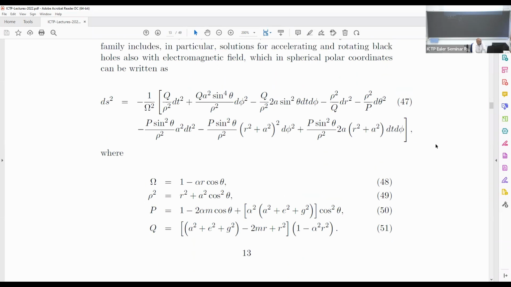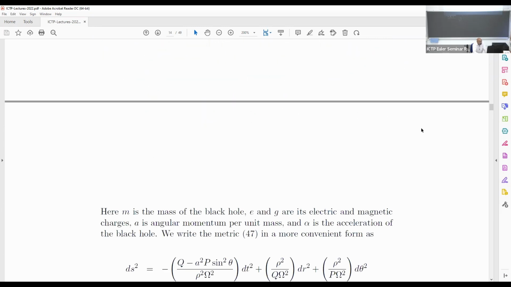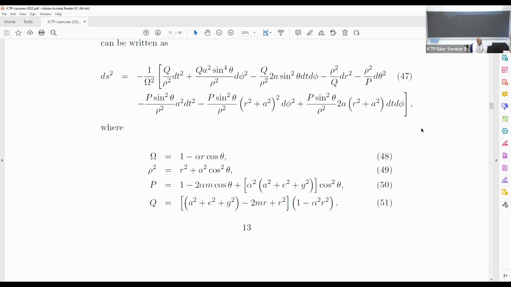Here you see the new parameter is alpha. A is an old parameter which represents the rotation. Alpha is the acceleration parameter. As you can judge very well, if we put this acceleration equal to 0, we should be able to recover the Kerr-Newman solution that we discussed yesterday. If we put rotation equal to 0 and acceleration equal to 0, it will reduce to Reissner-Nordstrom. If we put everything, charge, rotation, acceleration, equal to 0, we should obtain the basic Schwarzschild solution.